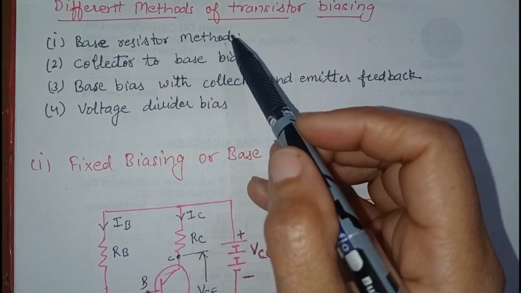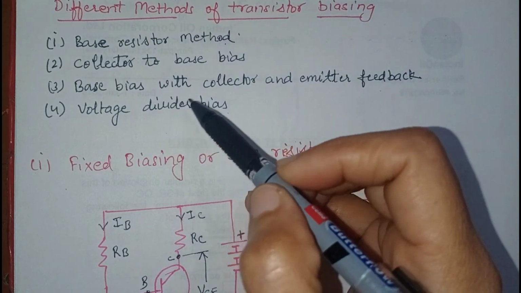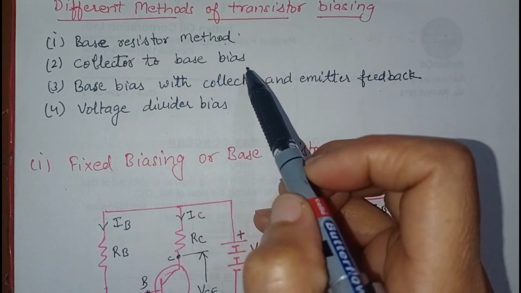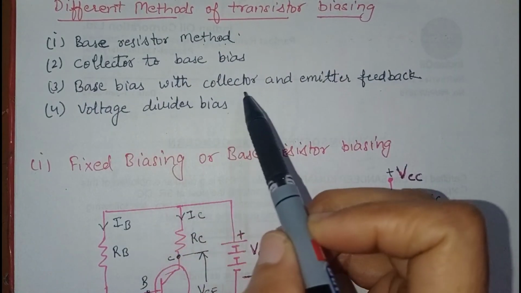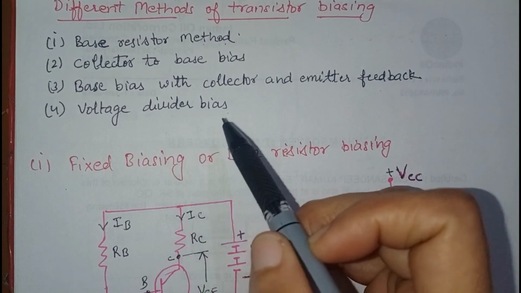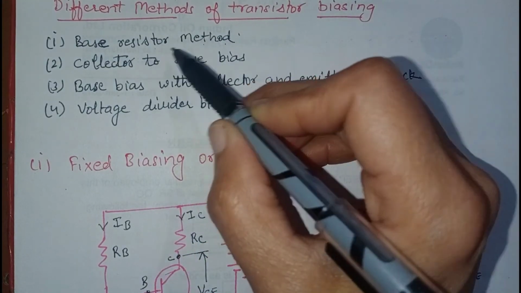Now we will discuss the methods of transistor biasing. There are four methods of transistor biasing. These are base resistor method, collector to base bias, bias with collector and emitter feedback, and the voltage divider bias. In this video, we will discuss only the first method, the base resistor method.